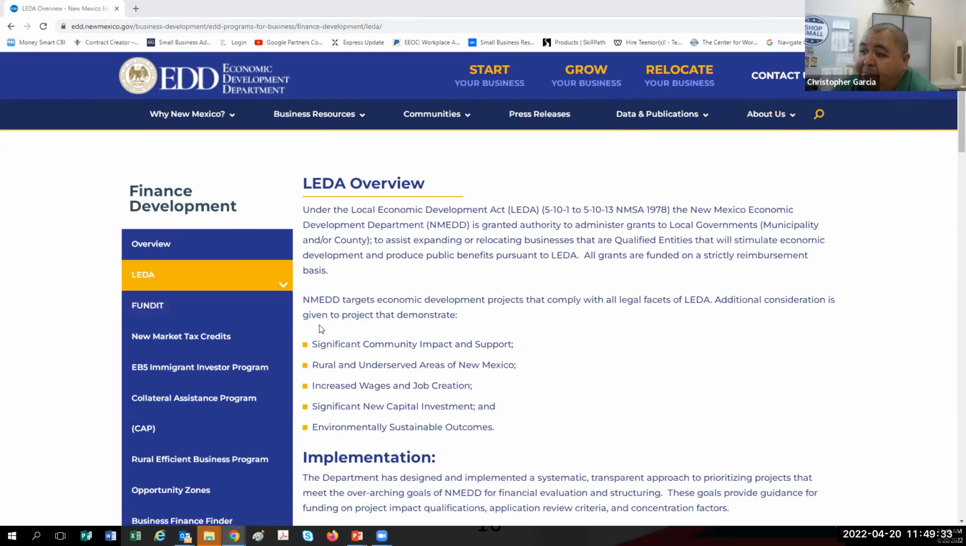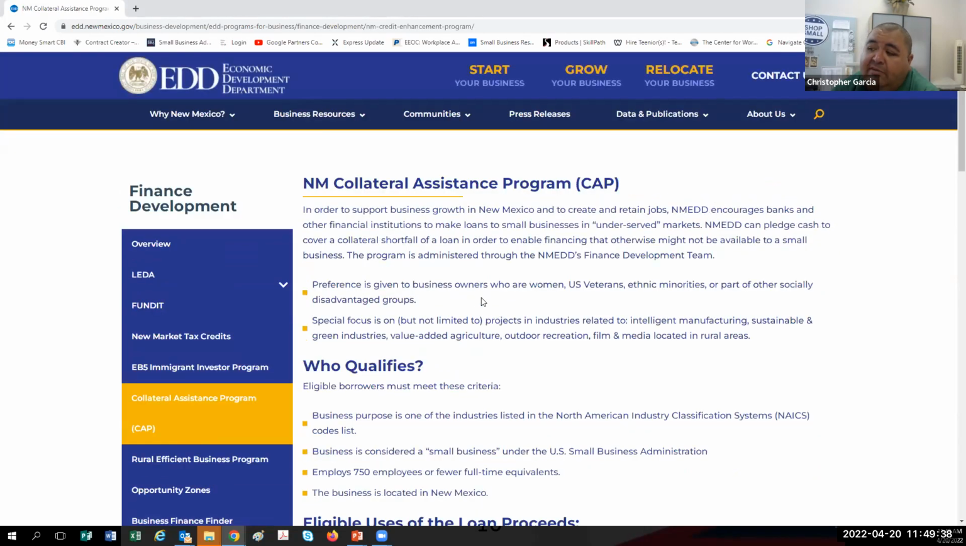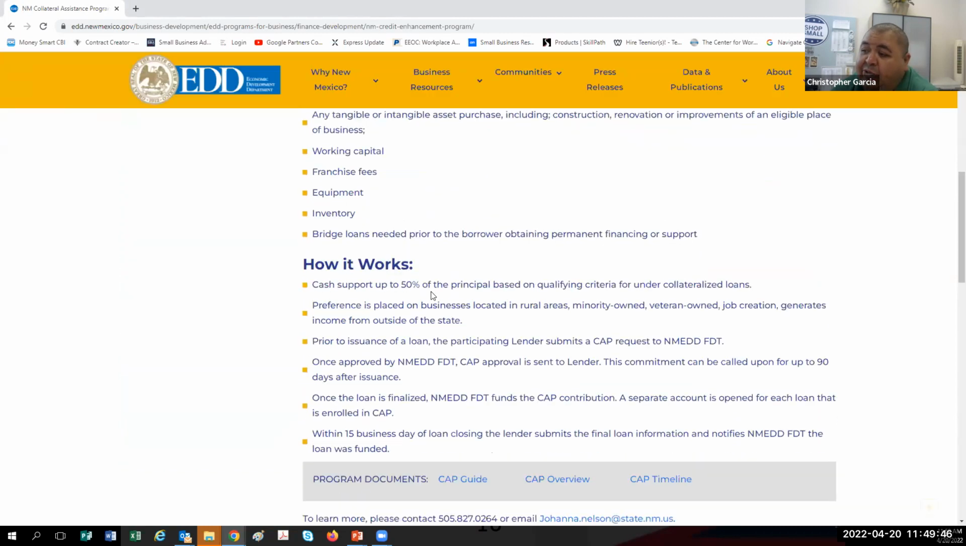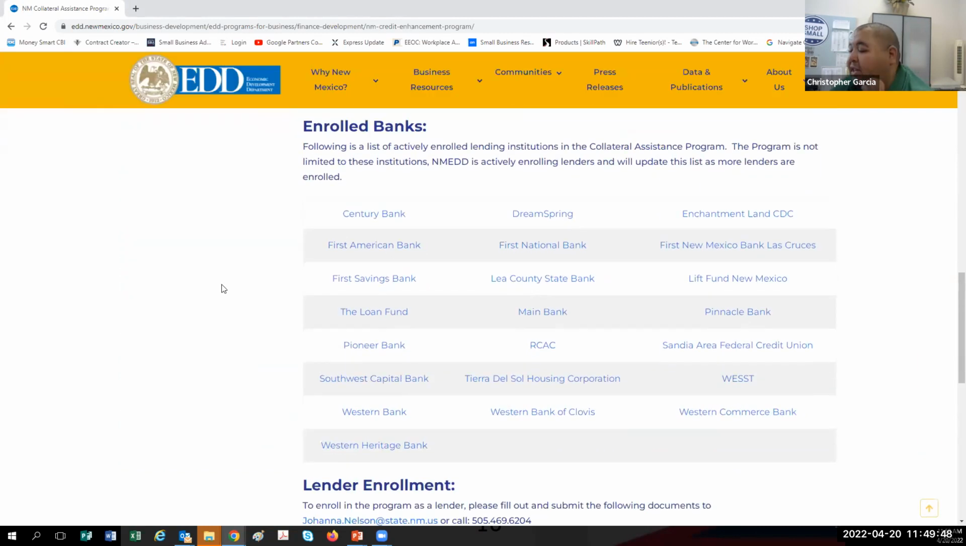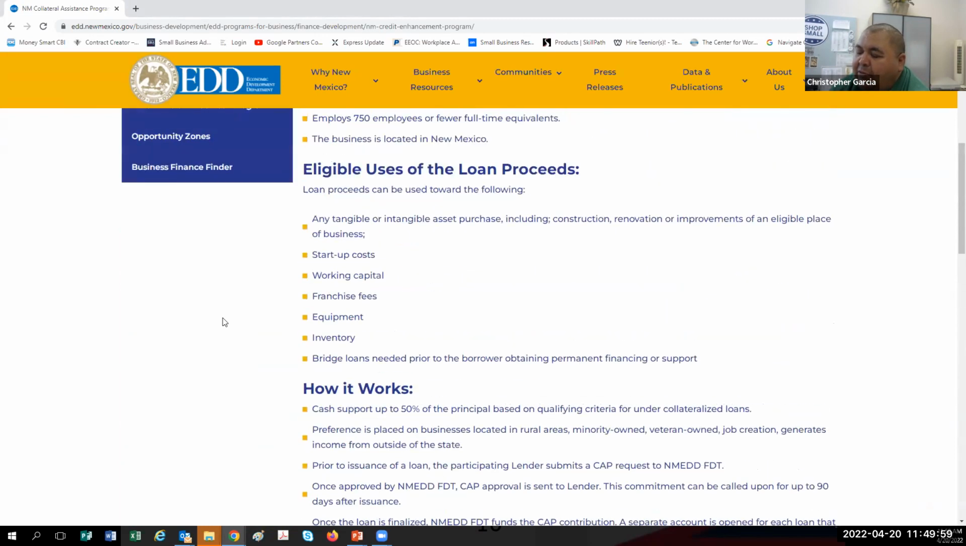So that's the LIDA program. Next, I want to talk about the collateral assistance program. This program has less strict criteria. If you are applying for a loan, and you could go through these lenders, these are the lenders that work with the collateral assistance program. And you're applying for a loan, but you have a collateral gap. This program could help you out. The state of New Mexico takes out whatever financial instrument it is that they use, and they provide that guarantee on the loan of that collateral gap.